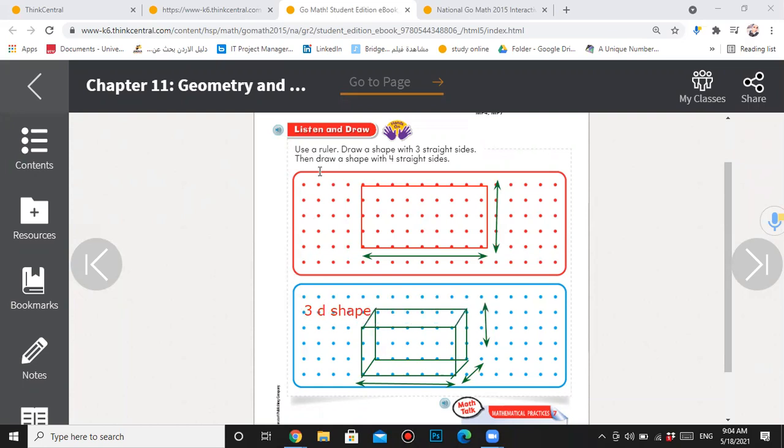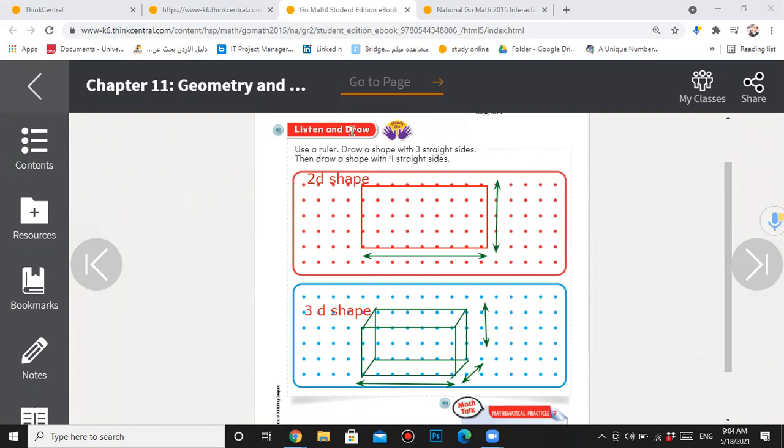Okay, this is a 2D shape because it has only two dimensions, length and width. This is the difference between 2D and 3D shapes.